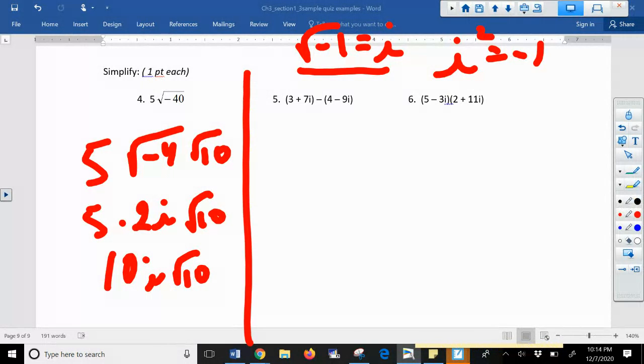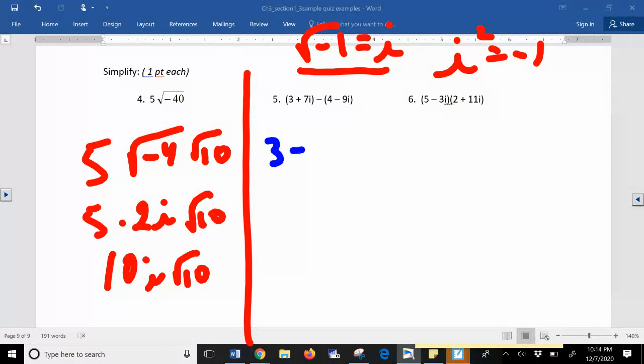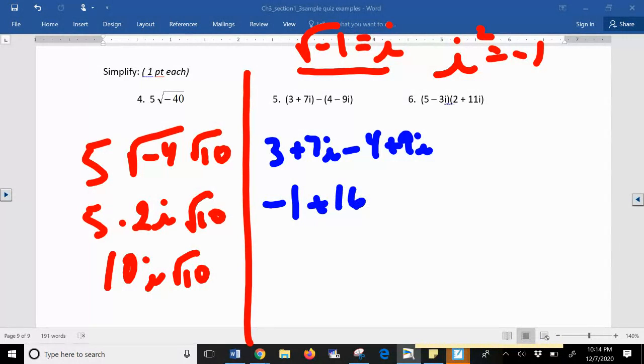And that's it. In the second one, we're just subtracting expressions. I would suggest maybe considering getting rid of the parentheses first, so you have -4 plus 9i. The only mistake I saw was when people did minus 9i, and instead of subtracting, they were adding or something. 3 minus 4 is -1. They're like terms. 7i plus 9i makes 16i, and that's the final answer.